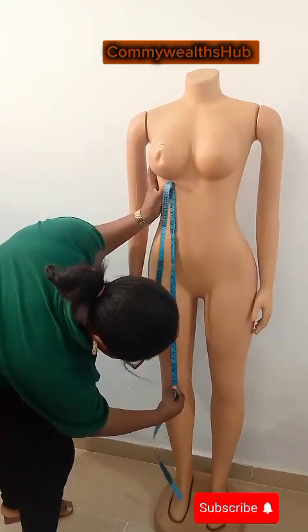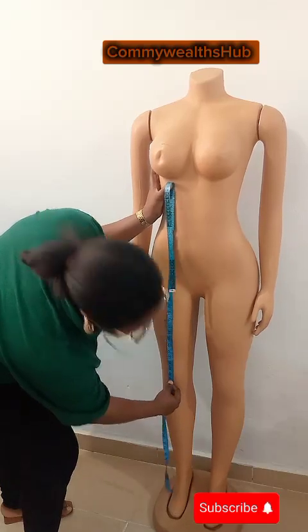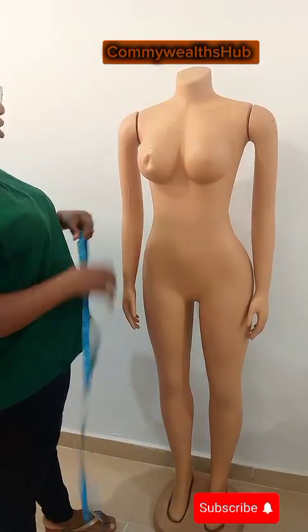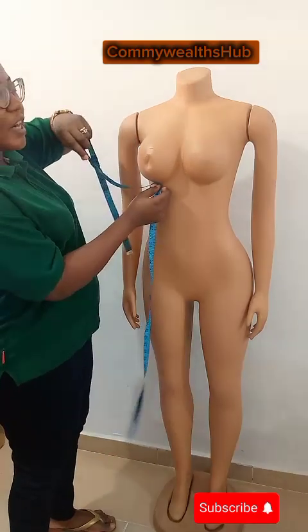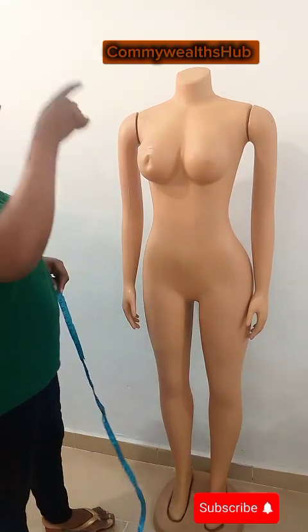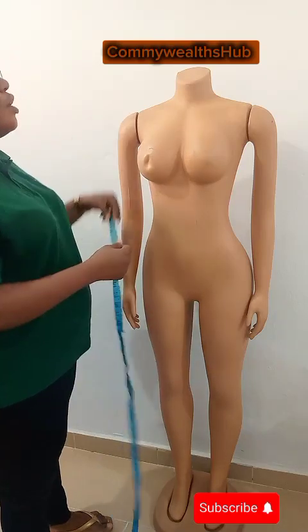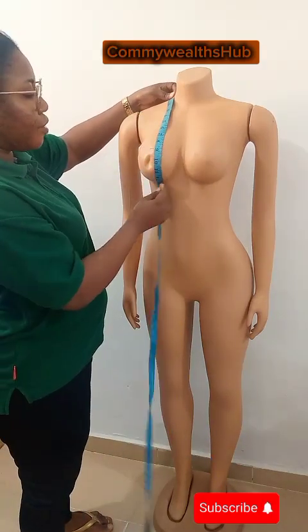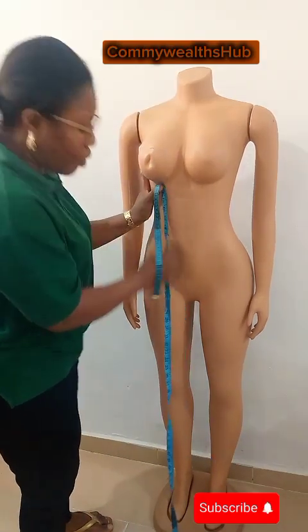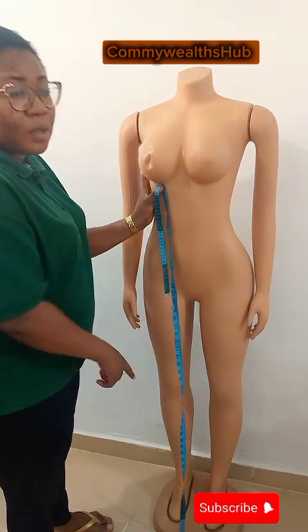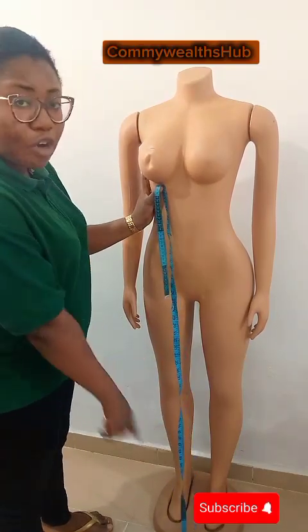So our shoulder to knee for this mannequin is 41 inches. Don't forget to always position your tape under this part. Then when you are taking the full length of a dress, a long gown, you can now take the full length of the dress to the point where you want your gown to stop.